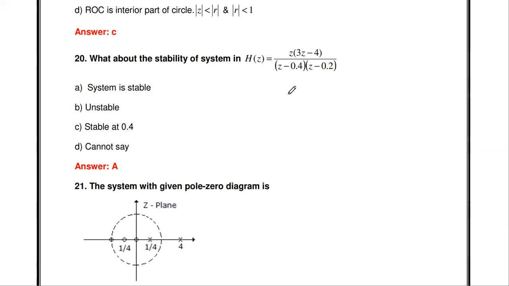Otherwise, in terms of poles, we can say whether the given system is stable or not. What is meant by a pole? The roots of the denominator polynomial are called poles. The first pole is z equal to 0.4, and z equal to 0.2 is the second pole. If all poles lie within the unit circle, the system is said to be stable. Here the two poles have values less than 1, so the system is stable. This is one way to check whether the system is stable or not.